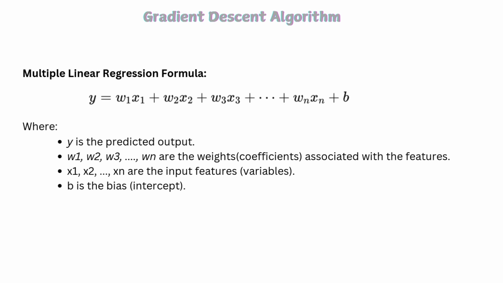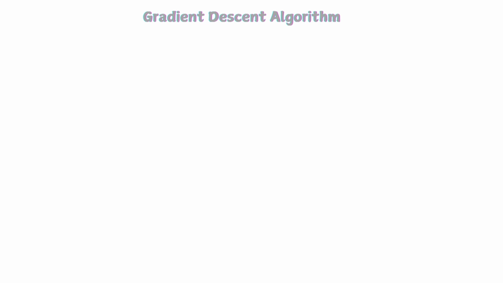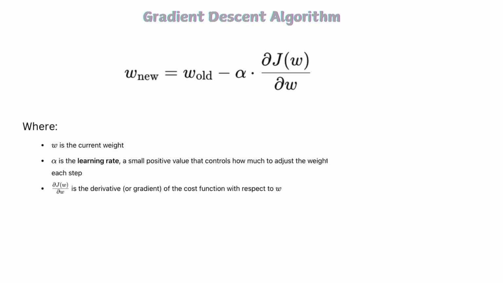To minimize the MSE and find the best weights, gradient descent uses the following formula to update the weights step by step. New weight equals current weight minus learning rate times the derivative of the cost function with respect to the weight. Here, W is the weight we are optimizing, alpha is the learning rate that controls how big of a step we take, and the derivative of the cost function with respect to the weight is the gradient, or slope, of the cost function.